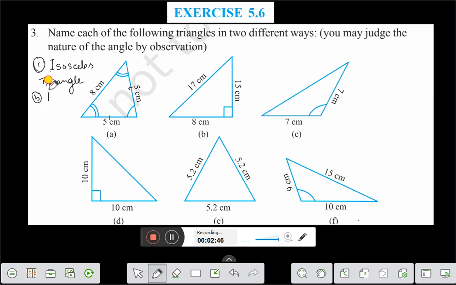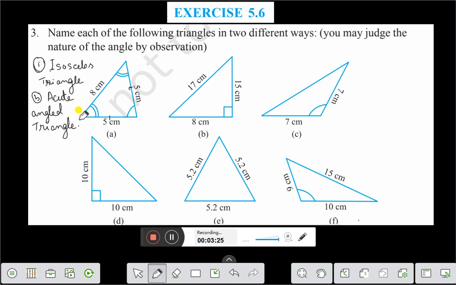Acute angled triangle. Right, this is acute angle triangle. Here you see that two sides are the same, therefore it is known as isosceles triangle, and according to angle all the angles are acute, therefore it is known as acute angle triangle.